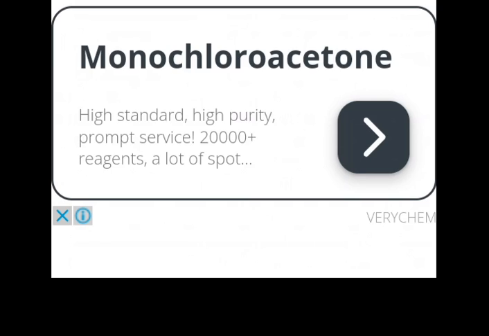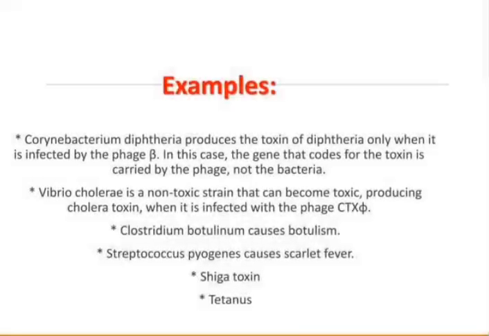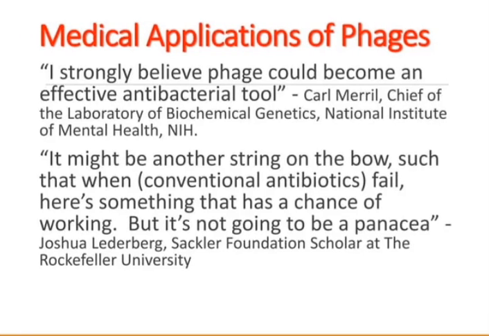While speaking about examples of bacteriophages, Corynebacterium diphtheriae produces the toxin of diphtheria only when it is infected by the phage beta. In this case, the gene that codes for the toxin is carried by the phage, not the bacteria. Vibrio cholerae is a non-toxic strain that can become toxic, producing the cholera toxin when it is infected with the phage CTX. Clostridium botulinum causes botulism. Streptococcus pyogenes causes scarlet fever. They also cause the sugar toxin and the tenderness.